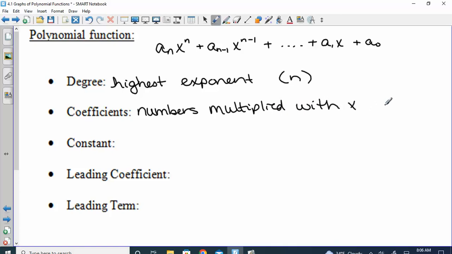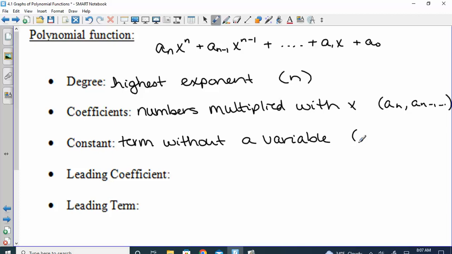The numbers being multiplied with x are the coefficients. So in this case, it's those a's. What is a constant? Numbers like this one. A term without a variable. In this case, it's that a sub 0. So just a number by itself is a constant.